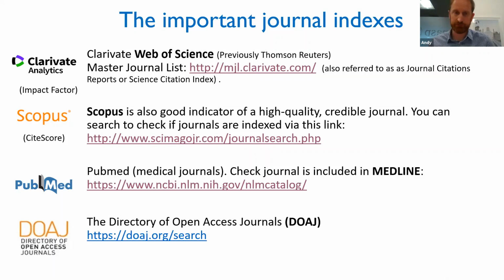Similarly, Scopus is another decent database. It's a good indication that the journal is high quality and credible. It's actually more geographically diverse than the Web of Science, so it's slightly better. And it's got this indicator called CiteScore, which is similar to impact factor. You can search for journals at this link at SCImago JR. It's really a good website because it gives you lots of stats on journals. And yeah, it's good to check there also.